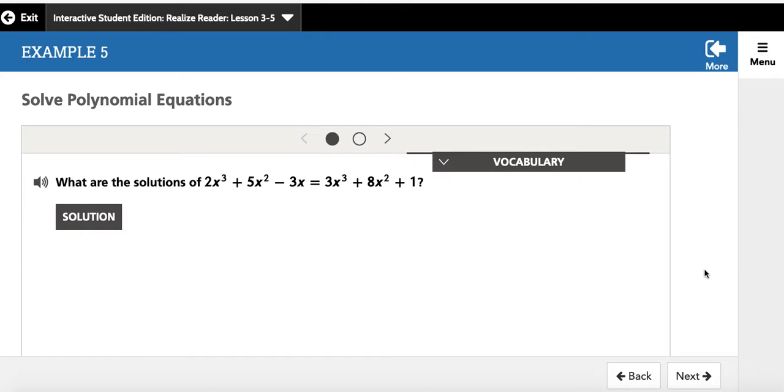Okay, Algebra 2 students, here's a video for example 5 for section 3.5. We're going to solve some polynomial equations. What are the solutions to this cubic equals this cubic function?